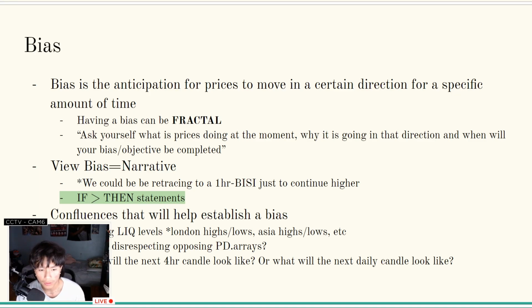And confluences that will help us establish a bias is knowing where the existing liquidity levels are. So when I say liquidity levels, I'm talking about London highs and lows, Asia highs and lows. Basically those are session highs and lows, and we have daily highs and lows, weekly highs and lows. Another confluence that can help us understand the story more is if we're disrespecting a certain PD array. Are we closing below a bullish fair value gap, or are we closing above a bearish fair value gap? That can help us understand the narrative as well.